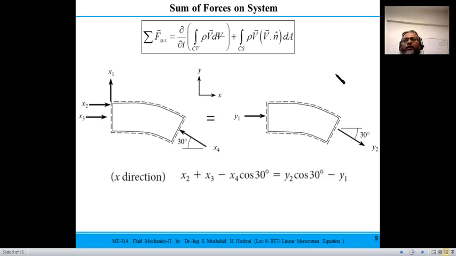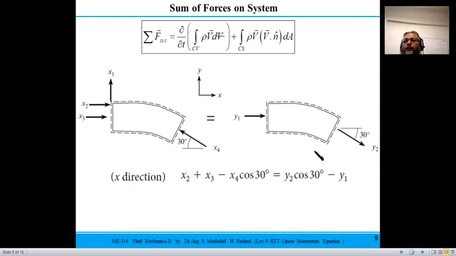What we see here is, if we look at the x direction forces, x2 and x3 are in the positive x direction, and x4 is in the negative x direction, which is the x4 cos 30 component. So these two are positive, and this would be negative. This would be the resultant force acting on this control volume. And if we see this control volume, the horizontal force would be y1. If it is going out, its x direction component is y2 times cos of 30. That is something leaving out.